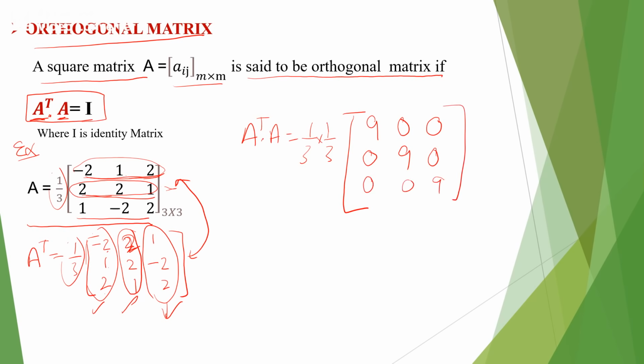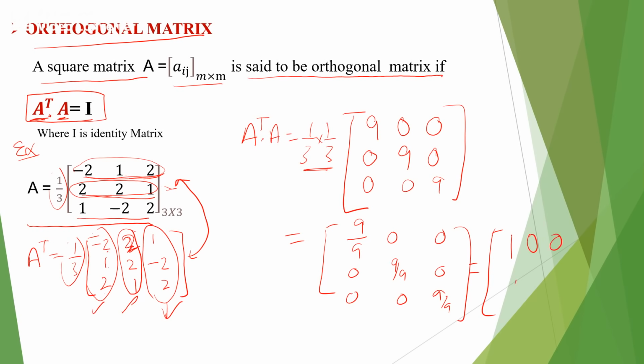So when we multiply that scalar quantity by the matrix, we get 9/9, 0 0 0, 0 0 0. It means this is what? This is an identity matrix of order 3. So we say that this matrix is an orthogonal matrix.